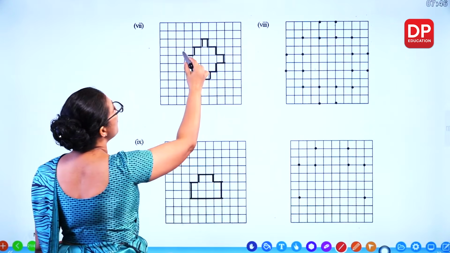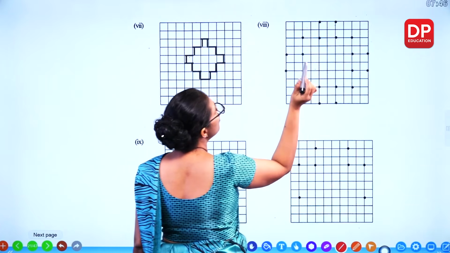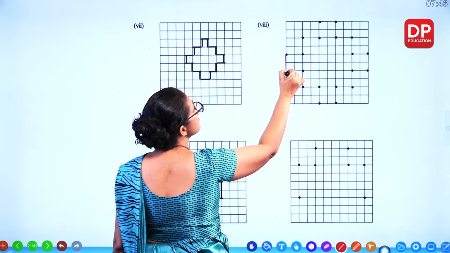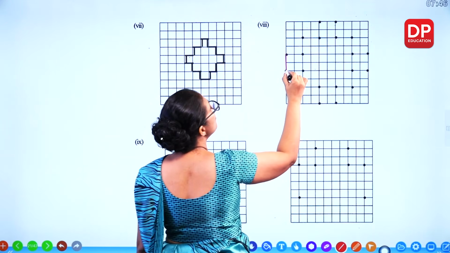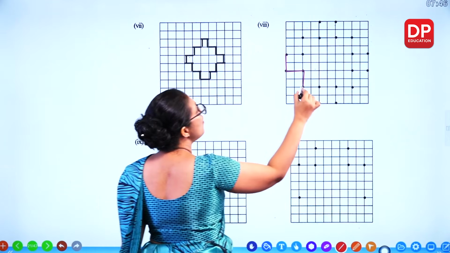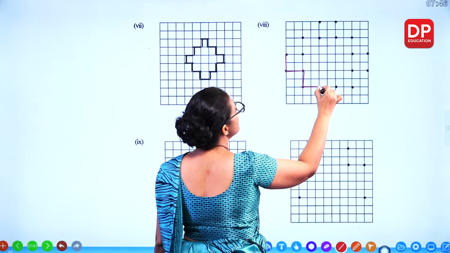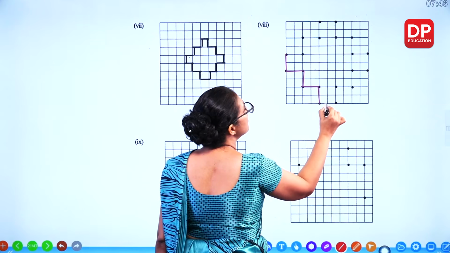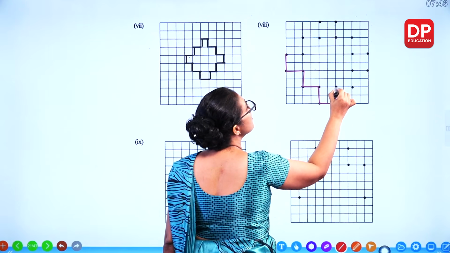This one, 1 square each. So you have to take 2 squares. This one, 2, 2 here and then 2 down. Again here and here. So connect these dots.